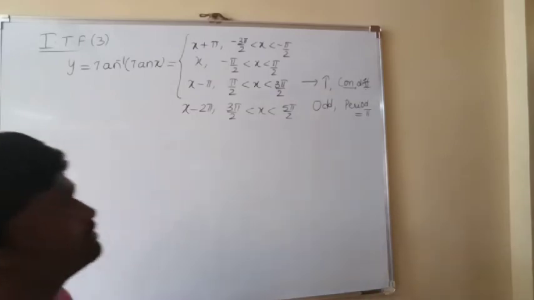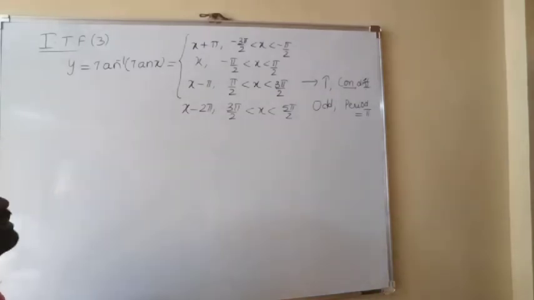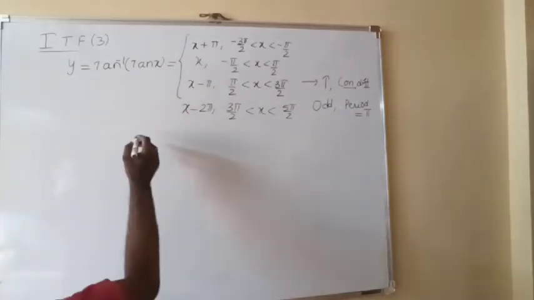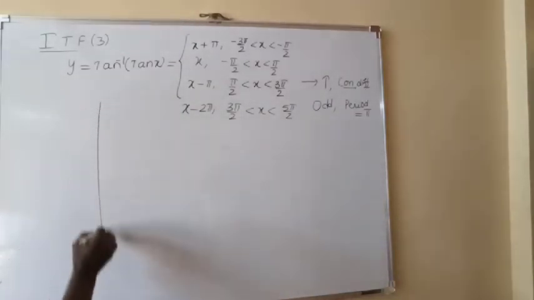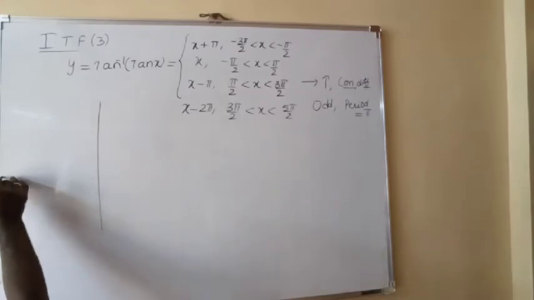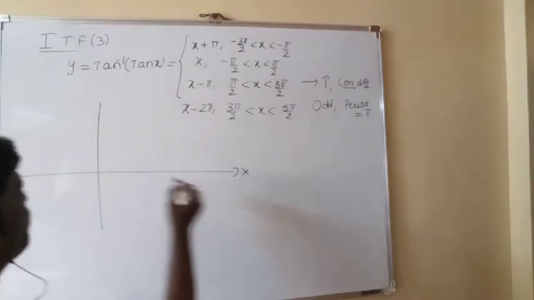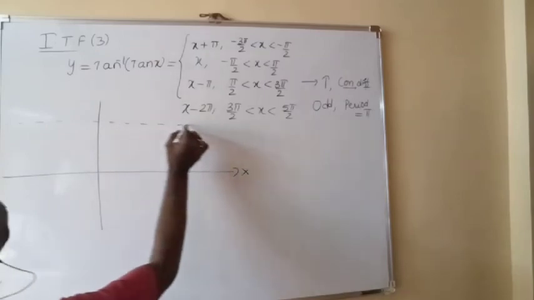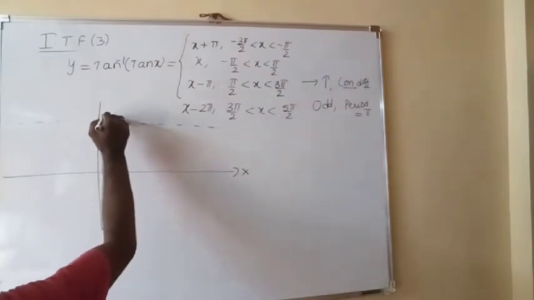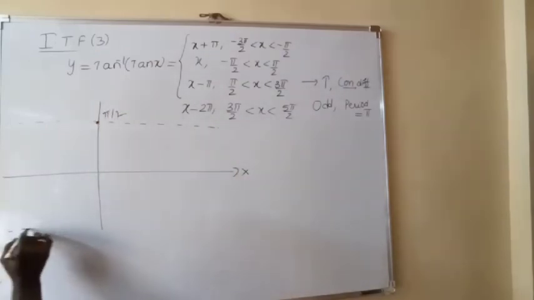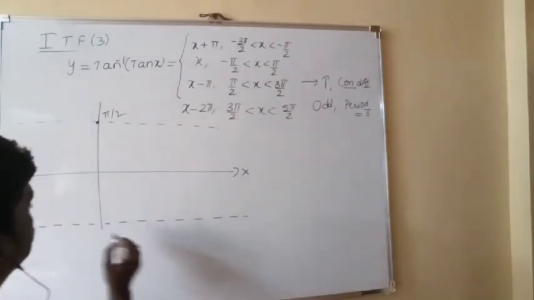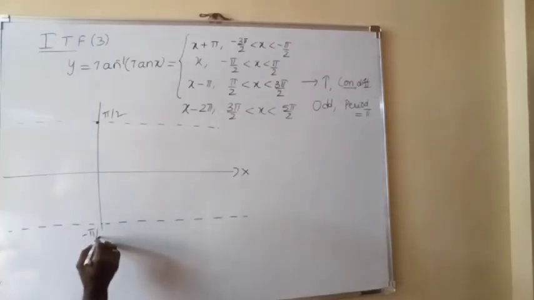Okay, next: continuous, differentiable, period 2 pi, odd function and increasing function. And in all branches, what is the slope? Plus 1. So, graph of tan inverse of tan x. Maximum value tending to pi by 2, minimum value tending to minus pi by 2, but not included there.